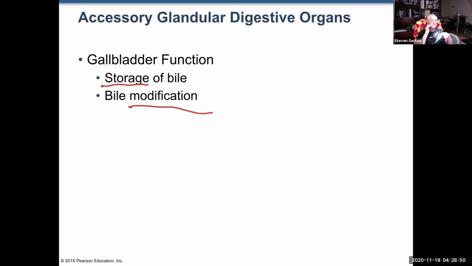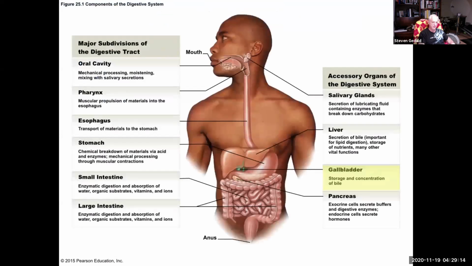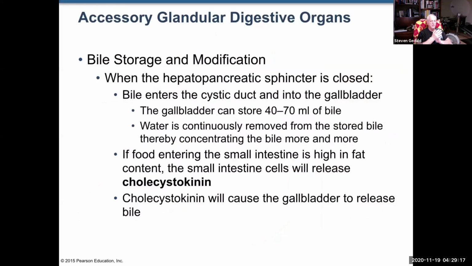The gallbladder releases bile into the small intestine, yes, because it stores it. And when the body needs it, the gallbladder contracts, squeezing the bile through the cystic duct, into the common bile duct, and into the duodenum. Okay, so all the gallbladder does is store bile and modify it. It concentrates it. So when the hepatopancreatic sphincter is closed, the bile enters the cystic duct, backs up, and goes into the gallbladder. The gallbladder can store 40 to 70 milliliters of bile.